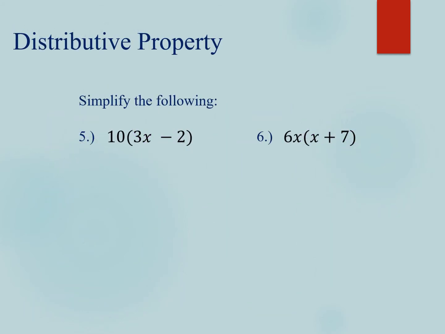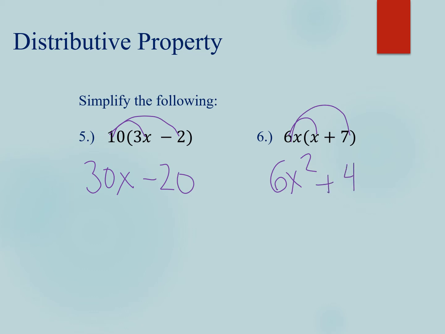So I want to do a little bit of review here, just to tell you how this is going to relate to what we've been doing before. If you remember in our last unit, when we multiplied polynomials, it looked just like the distributive property. So I would distribute the 10 here. Okay, so 10 times 3x is 30x, and 10 times negative 2 is negative 20. On number 6, 6x times x is 6x squared, and 6x times 7 is 42x.